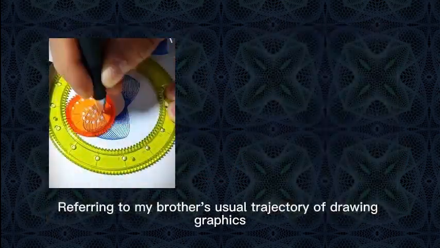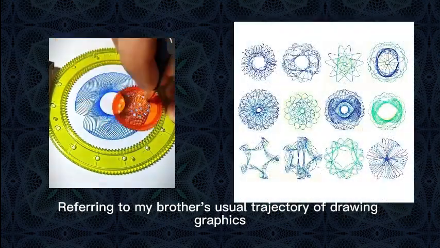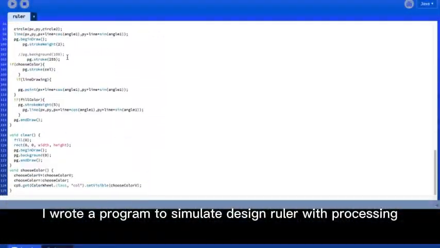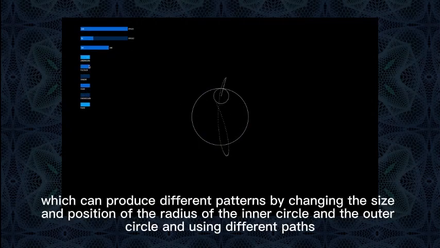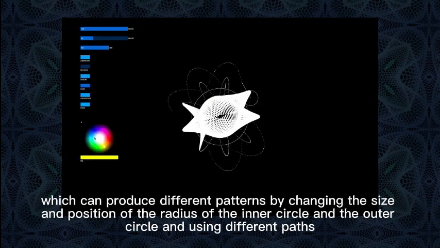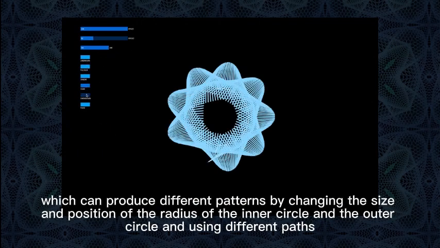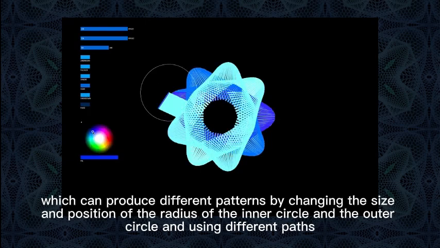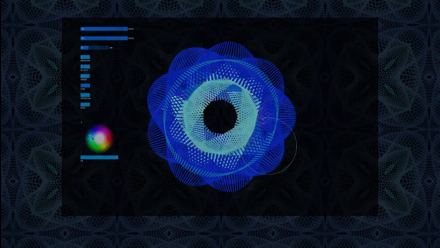Referring to my brother's usual trajectory of drawing graphics, I wrote a program to simulate a design ruler with Processing, which can produce different patterns by changing the size and the position of the radian of the inner circle and the outer circle and using different paths.